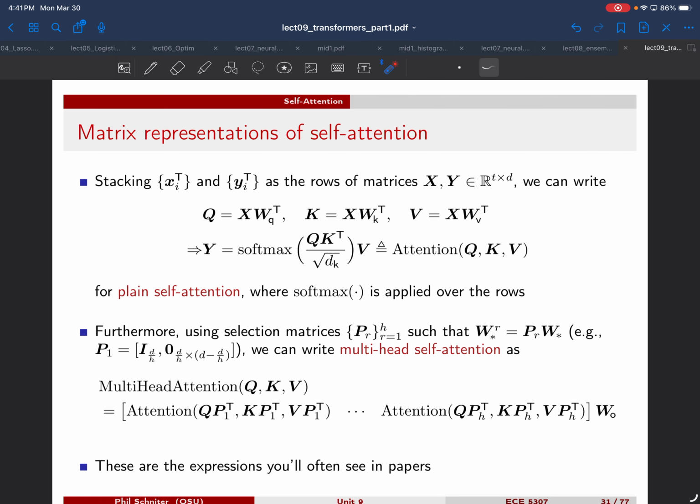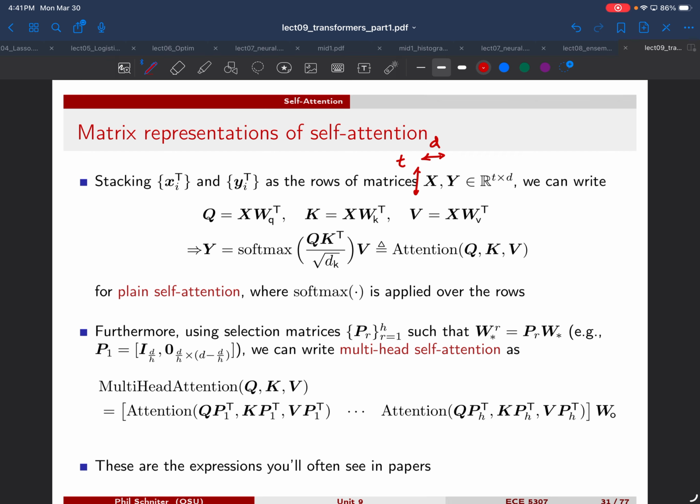So what you do is you stack the different embeddings in your time sequence as rows. So here we're going to have matrices that have T rows and D columns, which is pretty much the way we've done things all semester. You always have different samples coming down the rows, different features going across the columns.